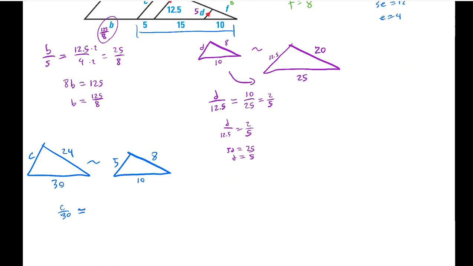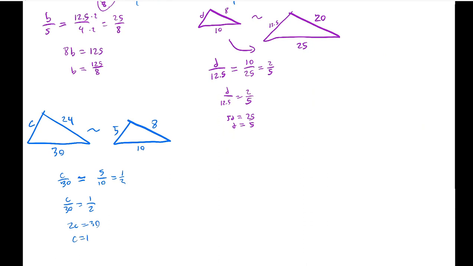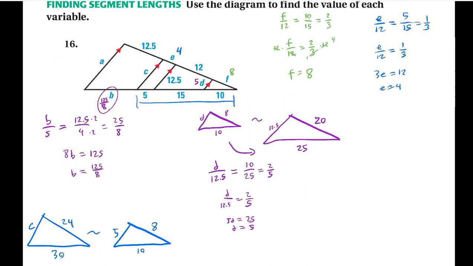Okay, so I'm going to say c is to 30 as 5 is to 10. So I'm going to reduce that to 1 over 2. So c is to 30 as 1 is to 2. So it's already 15, but I'm going to cross multiply: 2c equals 30. So c is 15. All right, so we got c is 15 here.